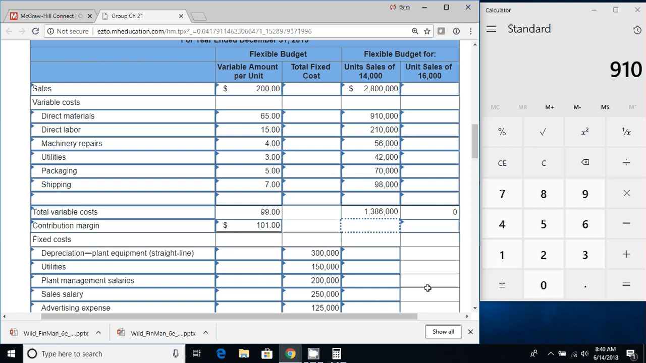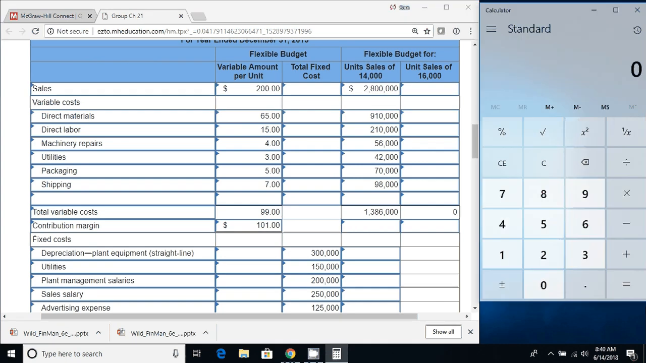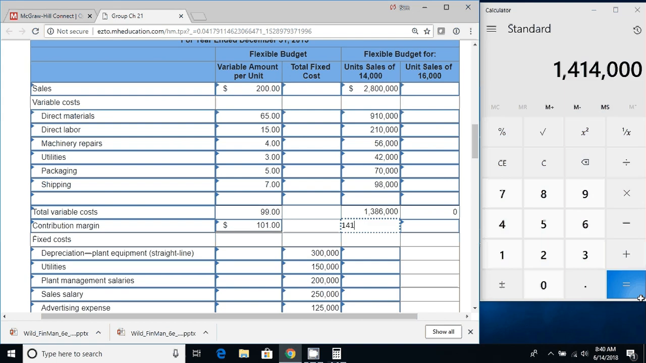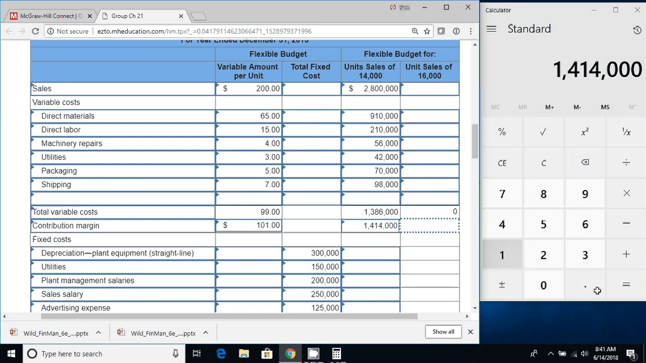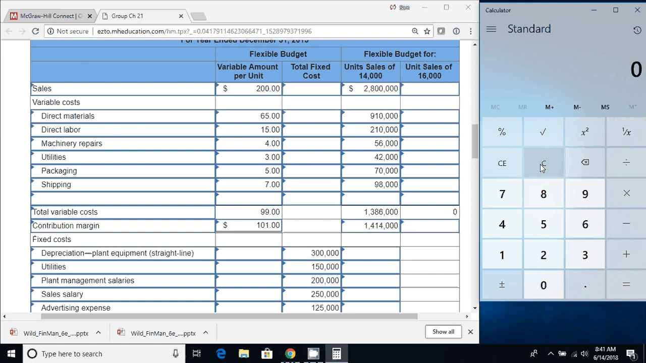How do we figure it out? A couple of ways, right? I can take 2,800,000 minus 1,386,000, and it gives me 1,414,000, right? But folks, couldn't I have just taken 101 times 14,000? And the answer is absolutely, right? I mean, that kind of makes it easy. Why do I even need to do all of this? Why can't I just take, for this one, 101 times 16,000?